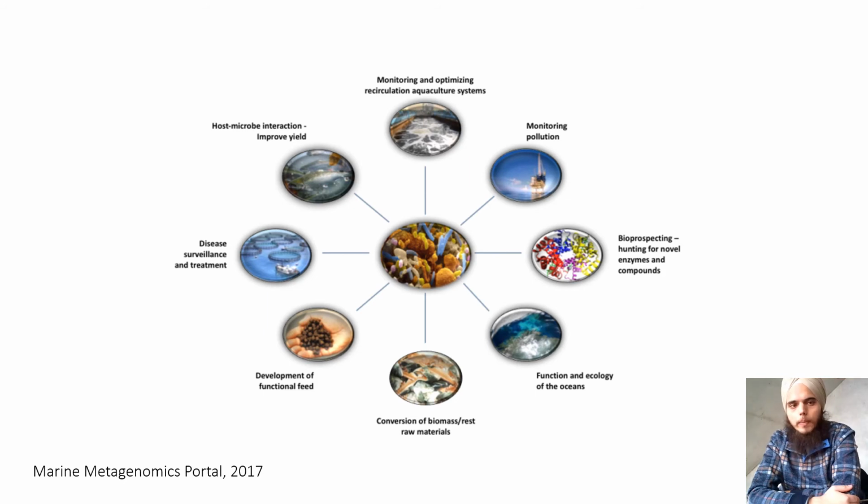Metagenomics is an upcoming field which has various applications in different sectors. Now we will discuss one by one. The first one is it helps in monitoring and optimizing recirculation of agriculture systems. Second, it helps in monitoring pollution, like it helps in analyzing the different bacteria which live in different pollutants.